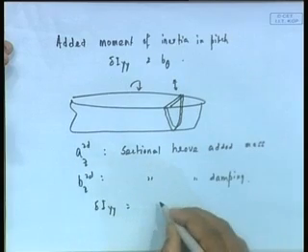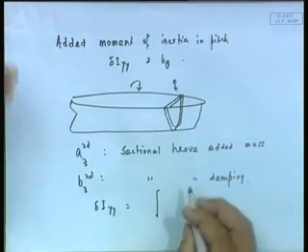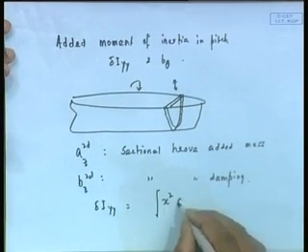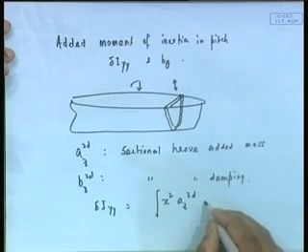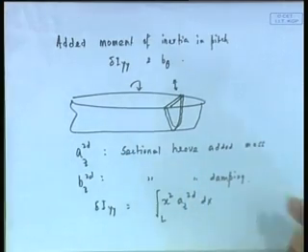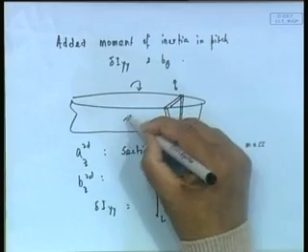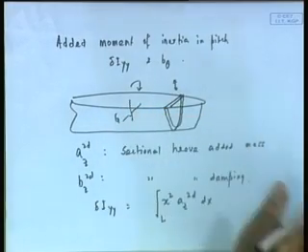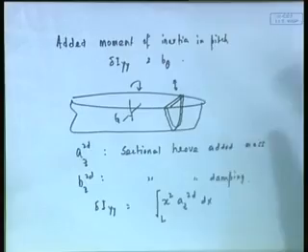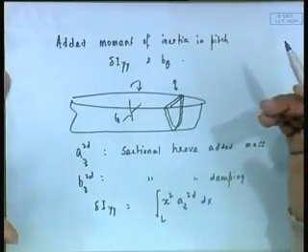It simply becomes integration of x square Az2d into dx over the length. Of course, you have to take the x measure from the origin of the system, Cg. So, you see how easily it can be found out.